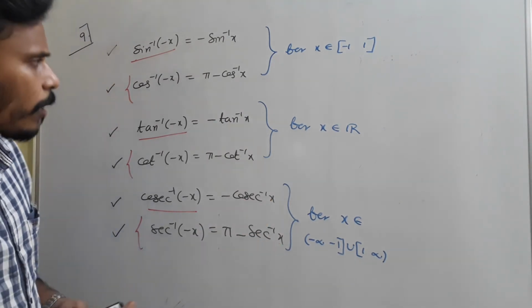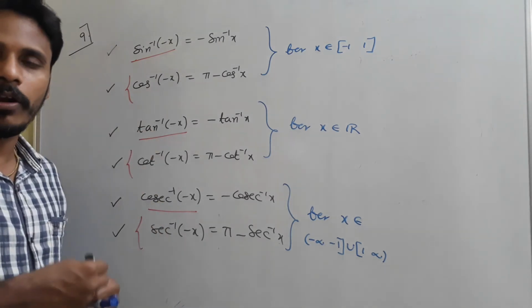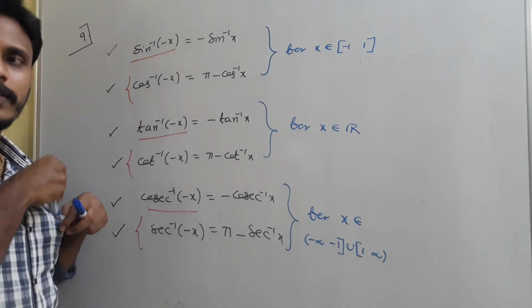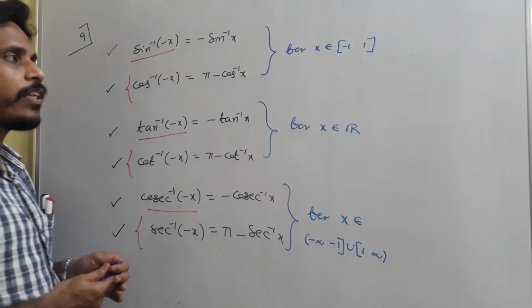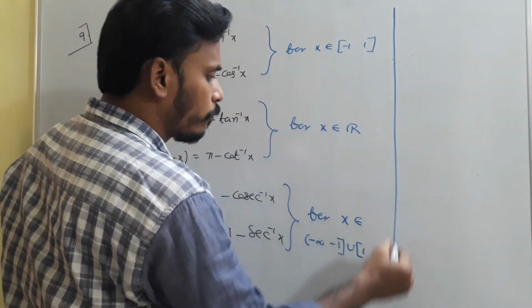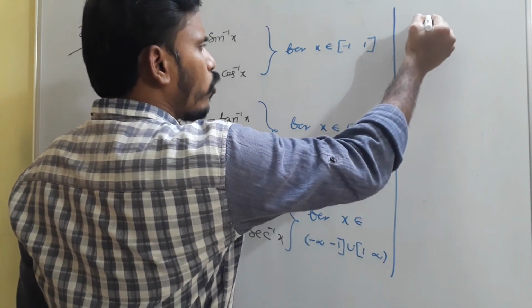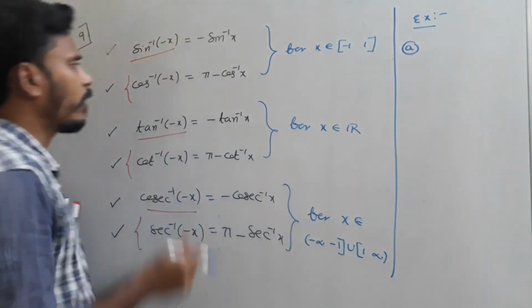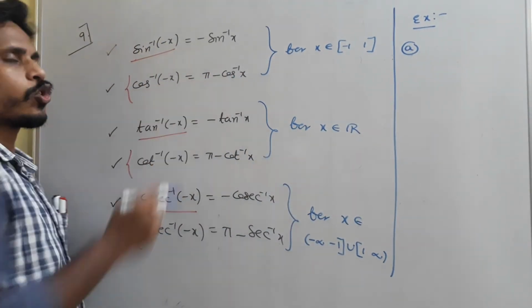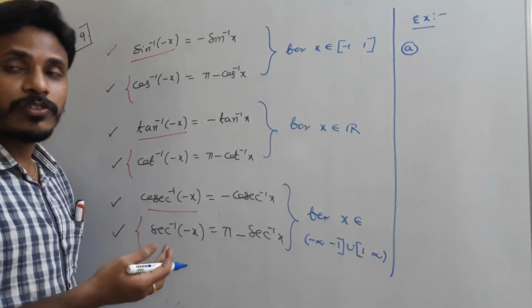Okay, the proofs regarding all these things are actually not required. If you wish, take some examples, try to find both sides and then check it. Suppose I give you a few examples as a check. Cos inverse of minus x is equal to pi minus cos inverse x. You just take any angle.